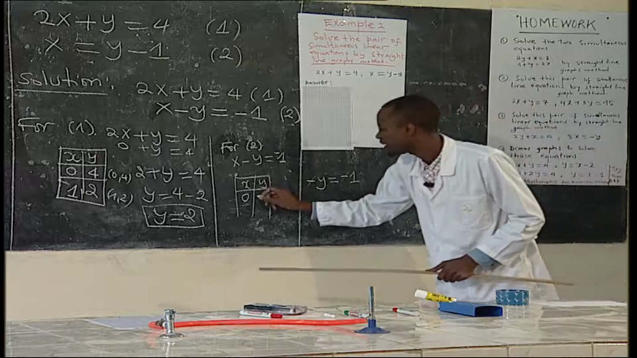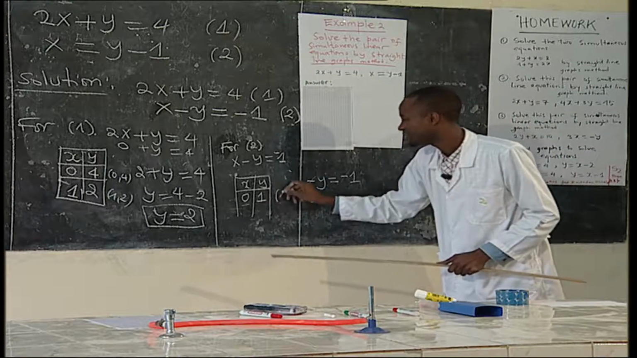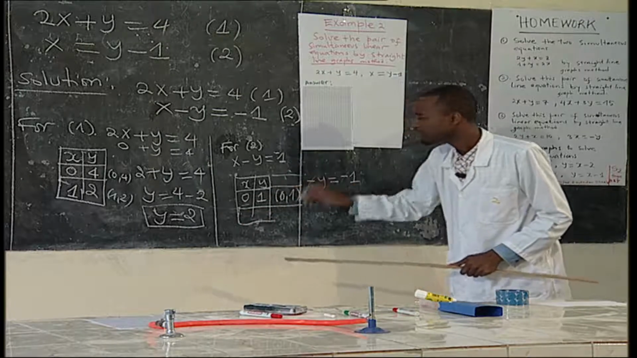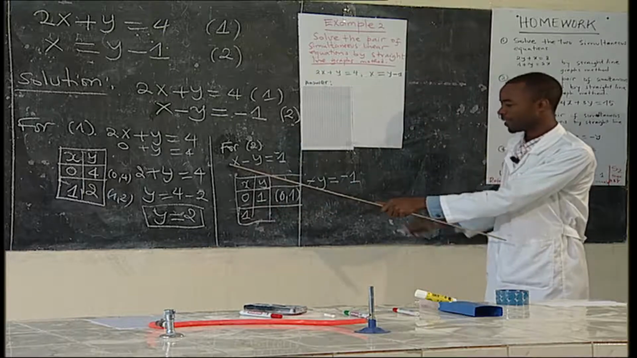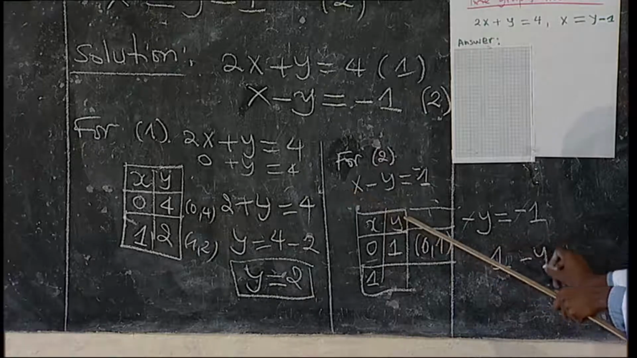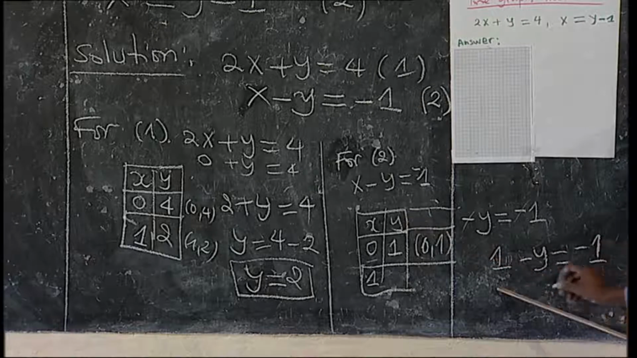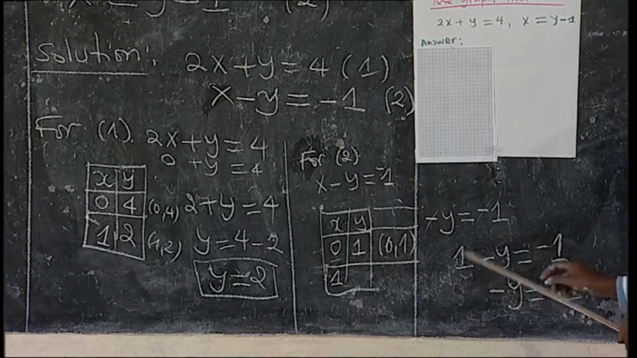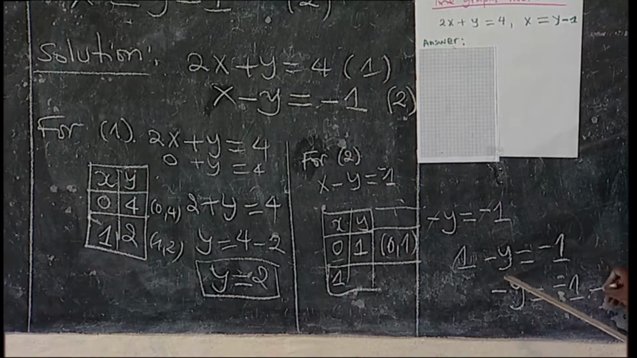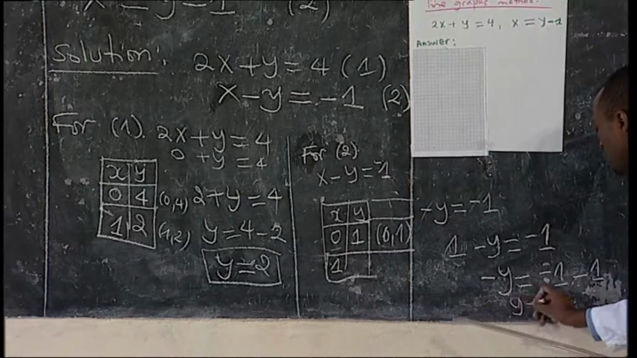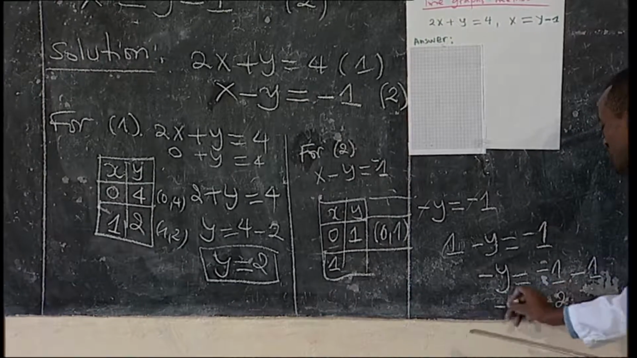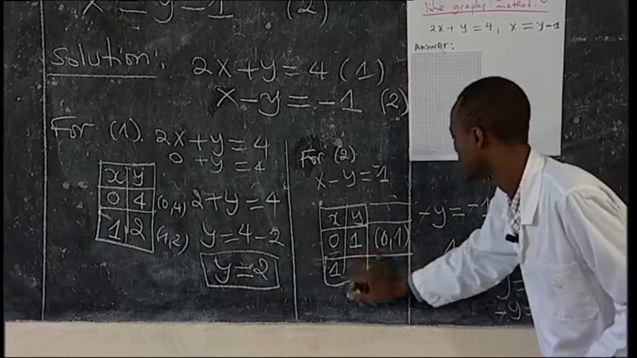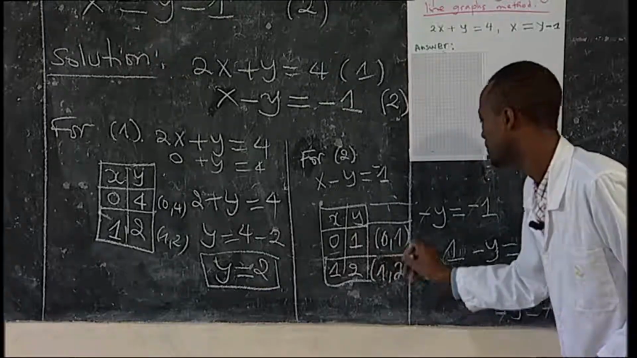And then I remain with y, which is equal to 1. This is my point number 1. Point number 2, let's say x is equal to 1. It will be 1 minus y equals to negative 1. And then I will be having negative y equals to negative 1. Then 1 comes this side, it changes the sign, and I get negative 1. Then negative 1 will be equal to negative 2. And they are of the same size, I cancel, and I get y, which is equal to 2. This is 1 and 2.